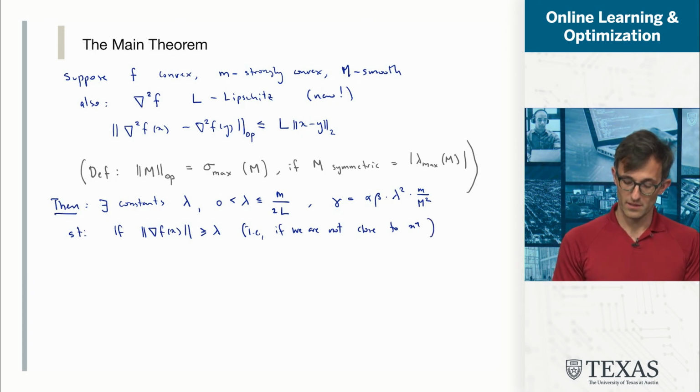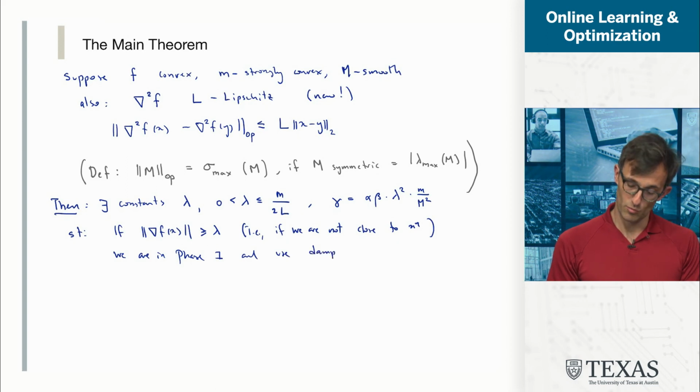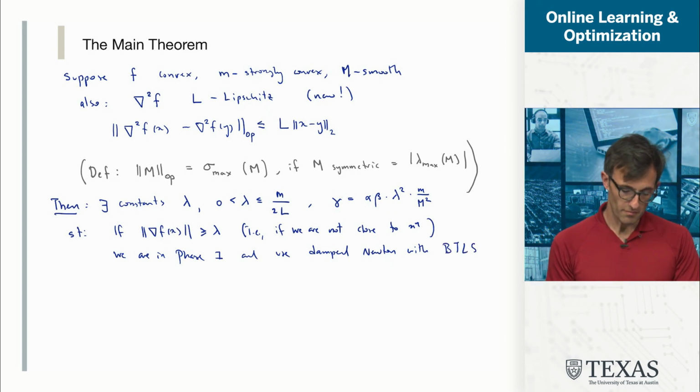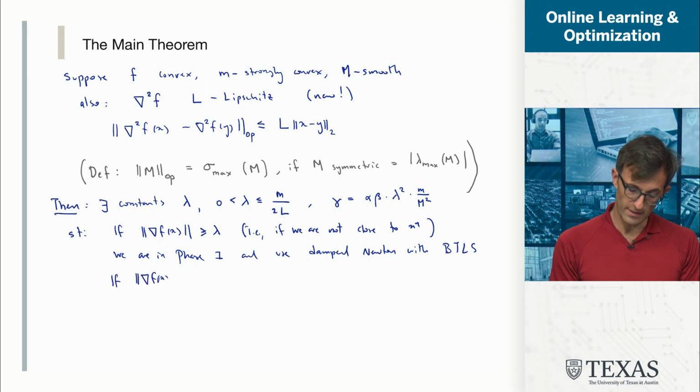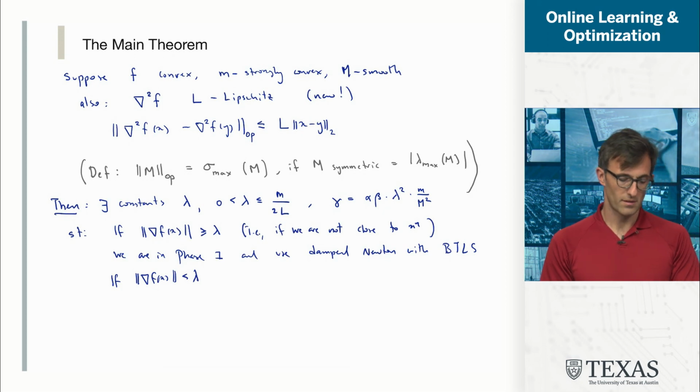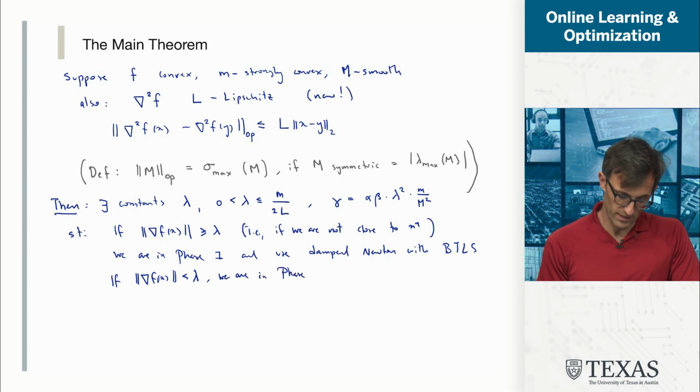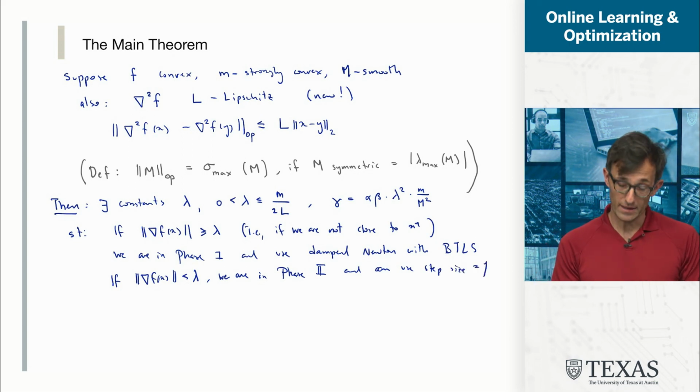So if the gradient is big, we are in phase 1, and we use damped Newton with what step size? Well, the step size that we get from backtracking line search. And if, on the other hand, this gradient, again, this is something we can check, is less than lambda, that means that we're in phase 2, the region of quadratic convergence, where we can use undamped Newton. We are in phase 2 and can use step size equal to 1, in other words, undamped. And then in that case, we have quadratic convergence.